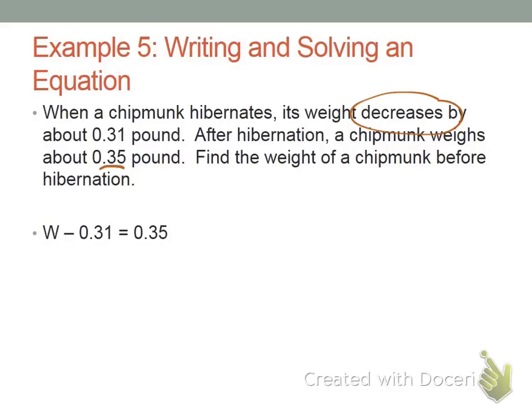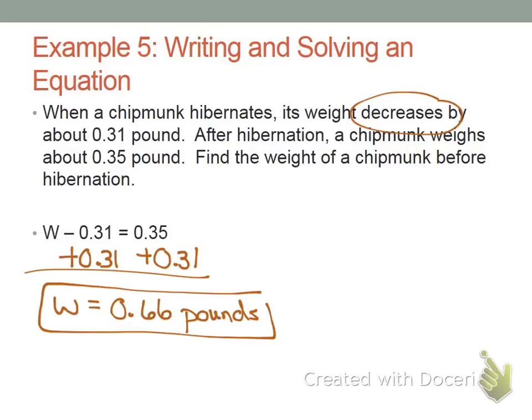So here's what you need to remember when you're setting up an equation. Your total goes on one side of the equation. This is his weight after hibernation, his total weight. We know that it decreased by 31/100ths of a pound, but we do not know what his weight was initially. So that is why I set up the equation the way that I did. All right, and then in order to solve, I just solve it like a regular equation to find that his initial weight was 66/100ths of a pound.